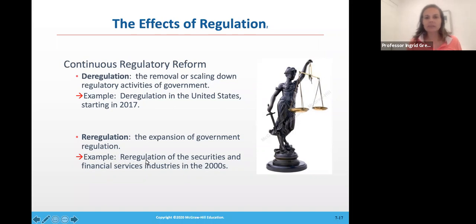And also in the 2000s in the security and financial services industry, when we had that collapse in 2008, they said the collapse was due to there not being enough regulatory oversight as to what the banks were doing, and people were handing out mortgages to people that couldn't necessarily pay them back. So that was another time when we had to go through a time of re-regulation.